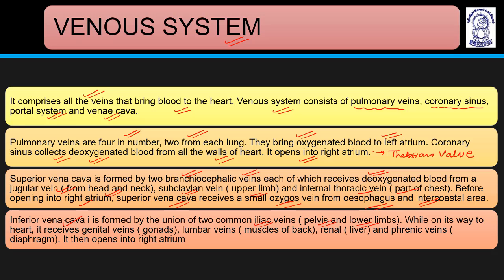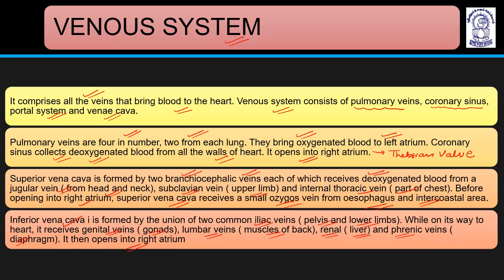While on its way to the heart, it receives genital veins from the gonads, lumbar veins from the muscles of the back, renal veins, hepatic veins from the liver, and phrenic veins from the diaphragm. Okay. It then opens into the right atrium.